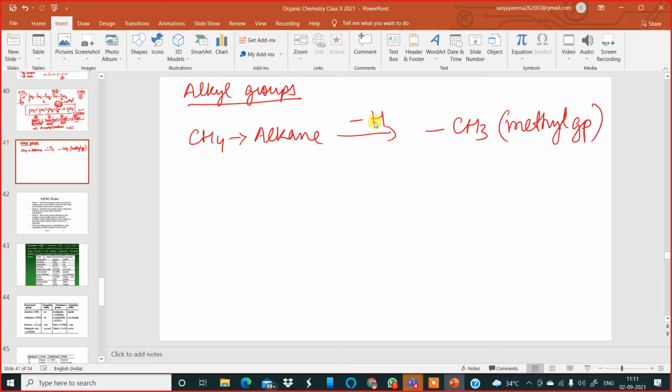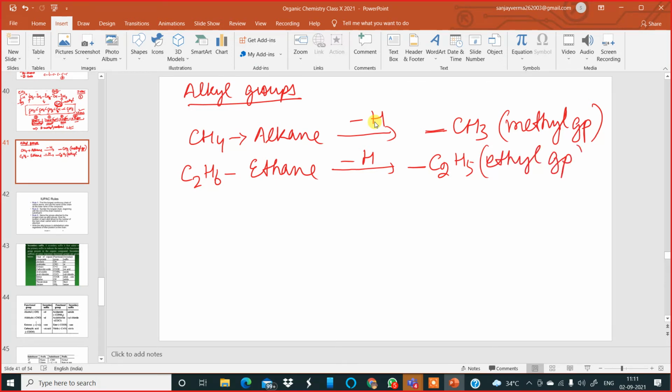Then the next alkane is C2H6, which is called ethane. From ethane, if I remove one hydrogen, I will get C2H5. This C2H5 is called an ethyl group.